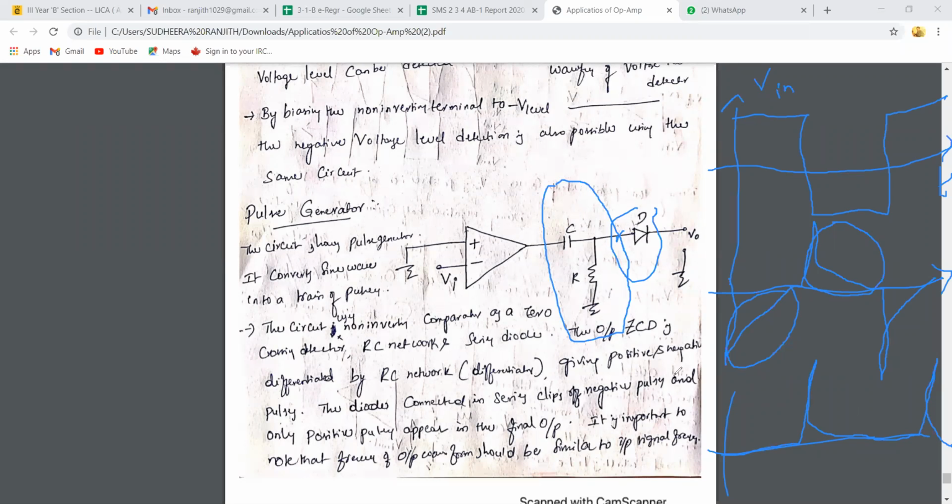Is it clear, all of you? During negative spike, the diode gets reverse bias. There is no output voltage. This is the output voltage. What is the input for this circuit? A sinusoidal signal is the input of this circuit. That is V in. What is the output of the comparator? A square wave. What is the output of this differentiator section? Train of impulses. What is the output of this diode? You are getting positive spikes.